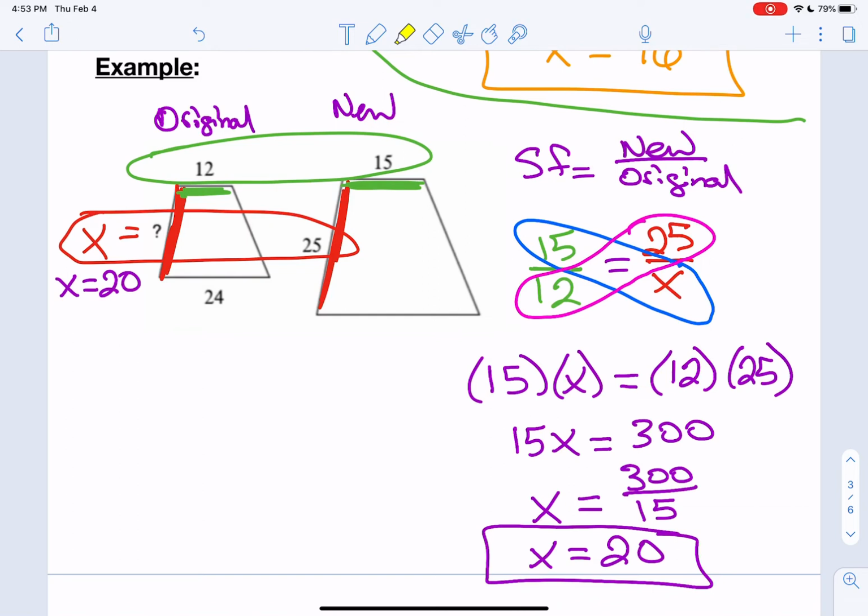And then if it were to ask for scale factor, well, what times 12 and 20 gives you 15 and 25? Well, remember, new over original, your ratios. You can just do 15 divided by 12 or 25 divided by 20, and that will give you the scale factor. Okay? So that's how you find the missing sides, using scale factor or two ratios equal to each other, and you cross multiply and solve.